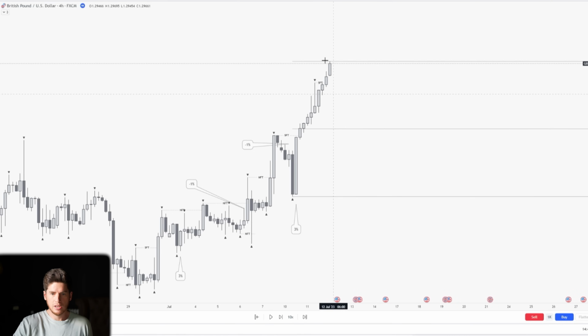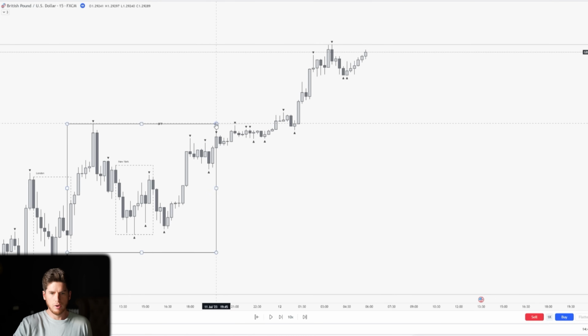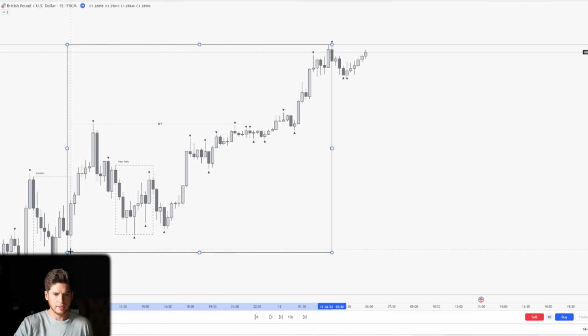So strong follow through, we can look for buyers anywhere. This is still our low. And we can also trade counter trend, knowing that at some point, price is likely going to want to pull back.